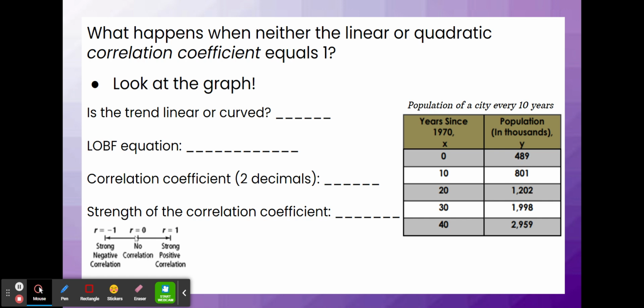So first things first, we're going to type in our table into Desmos. Secondly, we're going to type in our regression so we can see if it's curved or if it's a straight line. We're going to see what our equation is based off of the A value, B value, C value, assuming it's curved, and then see our correlation coefficient, which is R squared, and we're going to describe the strength.